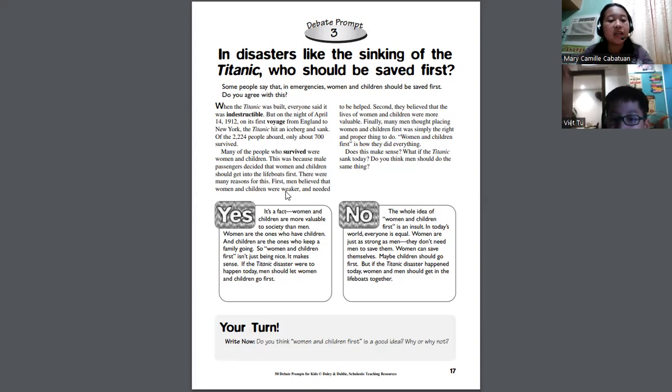So here, let's read what they agreed. It's a fact. Women and children are more valuable to society than men. Women are the ones who have children, and children are the ones who keep a family going. So women and children first isn't just being nice. It makes sense. If the Titanic disaster were to happen today, men should let women and children go first. In the no side, where they are against saving women and children first, the whole idea is an insult. In today's world, everyone is equal. Women are just as strong as men. They don't need men to save them. Women can save themselves. Maybe children should go first, but if the Titanic disaster happened today, women and men should get in the lifeboats together.